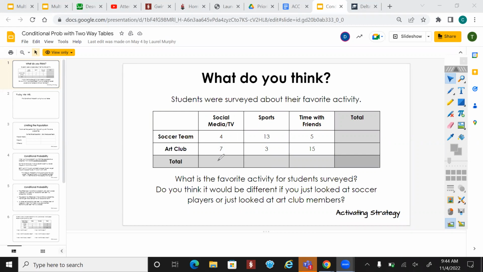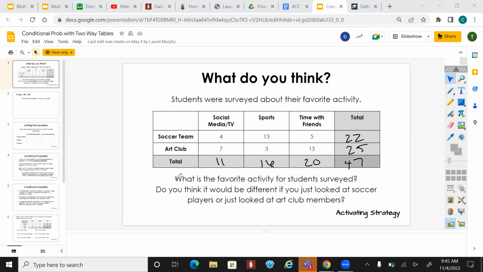So 7 plus 4 is 11. 13 plus 3 is 16. And then 5 plus 15 is, and then we're going to add this way. So 4 plus 13 is 17. 17 plus 5 is, 7 plus 3 plus 15. Okay, and when we add those together, we get 47.